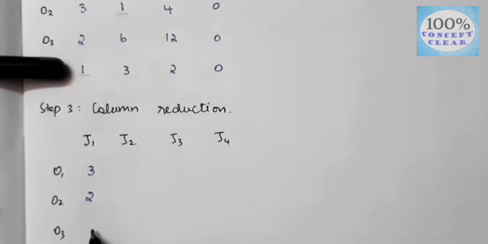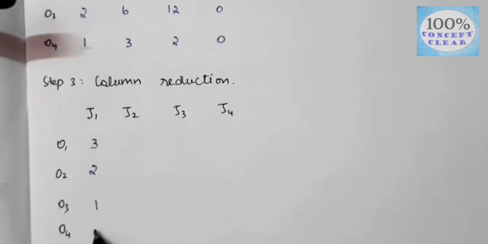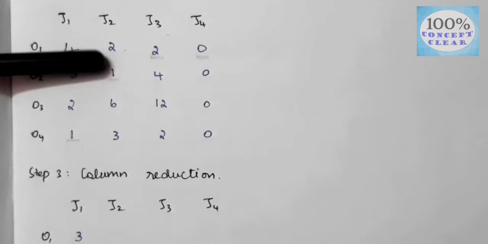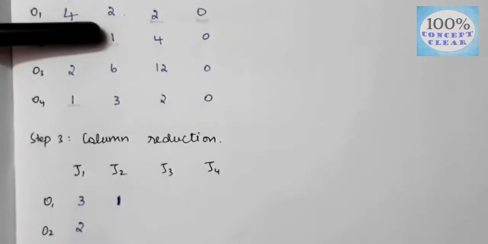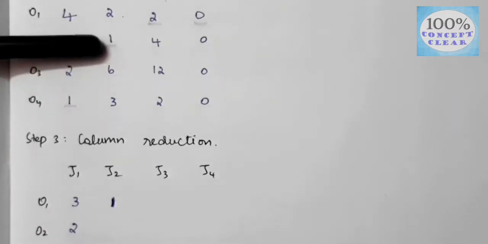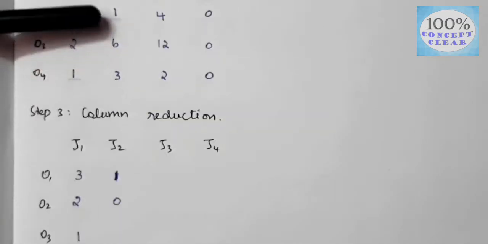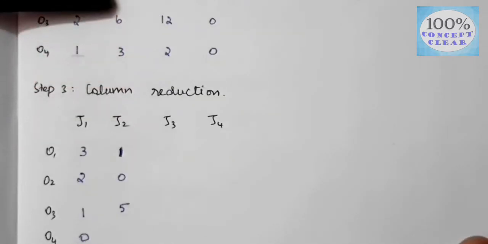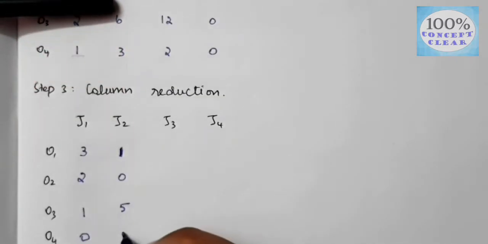And 2 minus 1 is 1. And 1 minus 1 is 0. And in second column, 1 is the minimum value. We have to subtract that 1 with all the elements in the column. So 2 minus 1 is 1. And 1 minus 1 is 0. And 6 minus 1 is 5. And 3 minus 1 is 2.